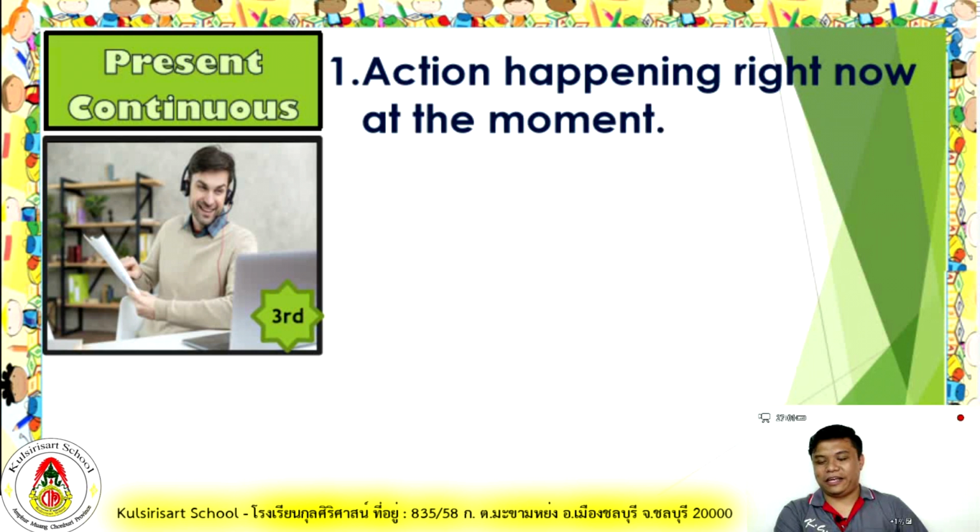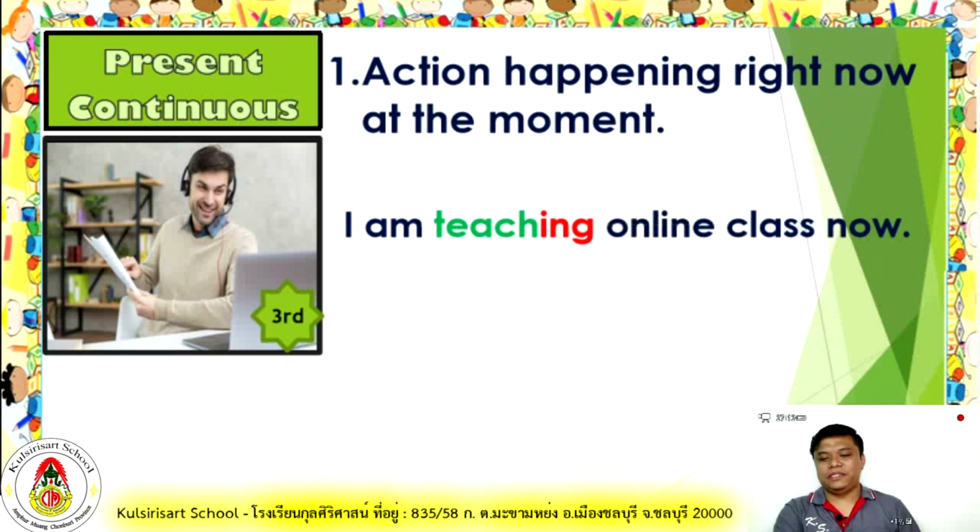Number 1, explanation. We have an action happening right now, at the moment. So what are the actions that are happening right now? As you can see, we have some examples here. I am teaching online class right now. Am I? Is it true? It's true. So it's happening right now.